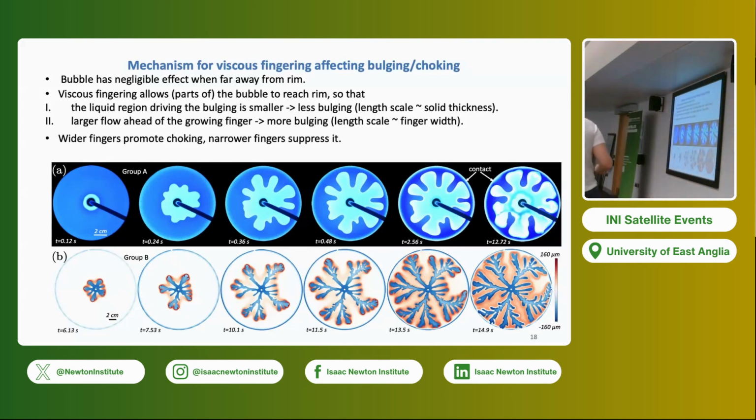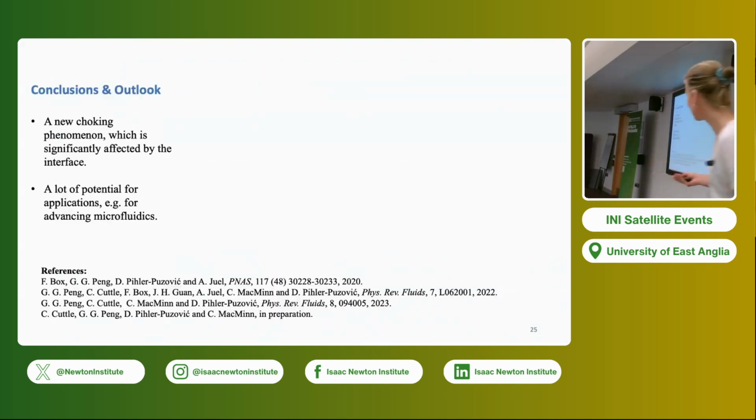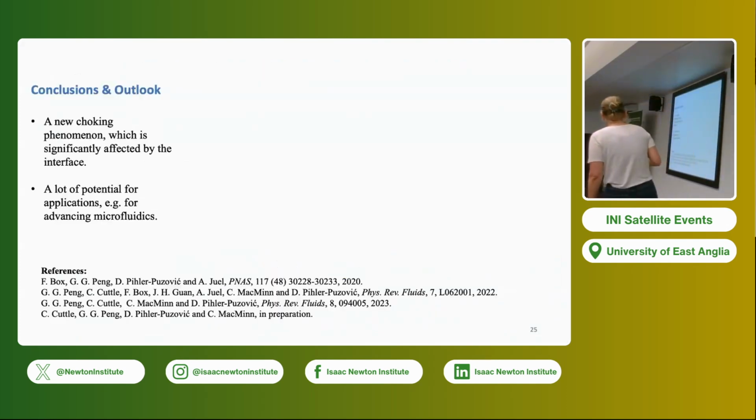And narrower fingers are actually the opposite, right? There is this opposite mechanism, that they actually escape the cells. Okay? So that's it. Just in the last minute, I want to conclude by saying that hopefully I've showed you an interesting new phenomenon, the consequence of flow-structure interaction. I think it has a lot of potential applications, maybe.